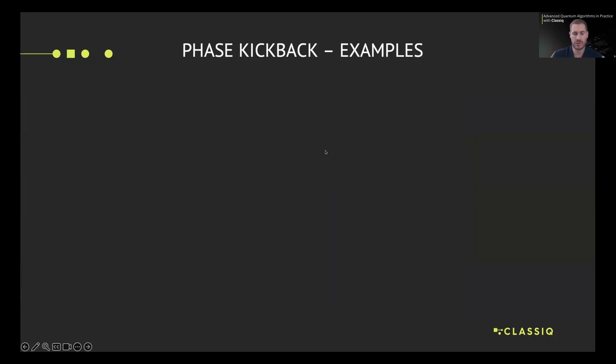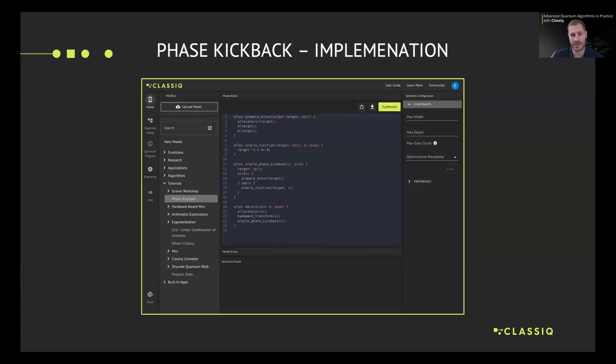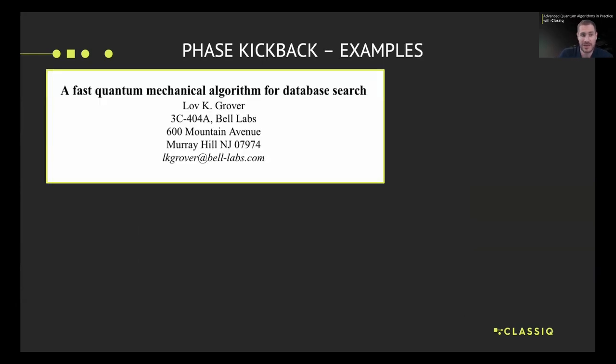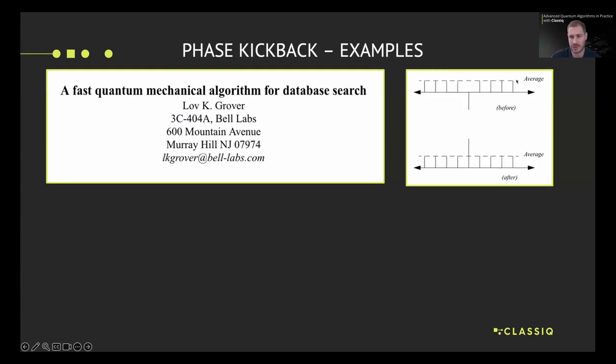Now, before we go to the platform and cover the exercise that I want you to do, I want to give you some examples where this phase kickback is used. First, this is the original famous algorithm by Grover. Here we can see the author is Lov Grover, "A fast quantum mechanical algorithm for database search." And this is from the paper, and we can see a very similar, though not exactly the same, schematic way to present how this phase kickback goes.